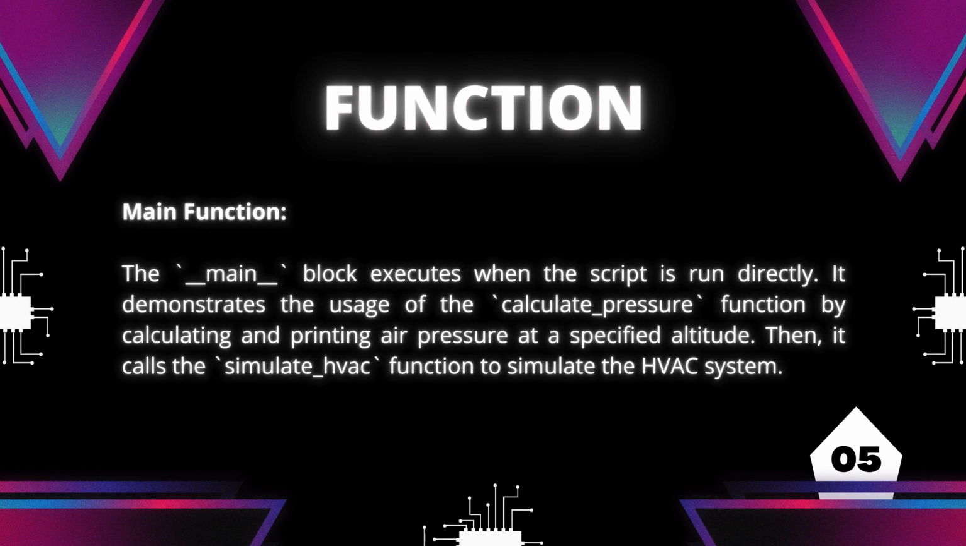Main function. The main block executes when the script is run directly. It demonstrates the usage of the calculate pressure function by calculating and printing air pressure at a specified altitude. Then it calls the simulate HVAC function to simulate the HVAC system.